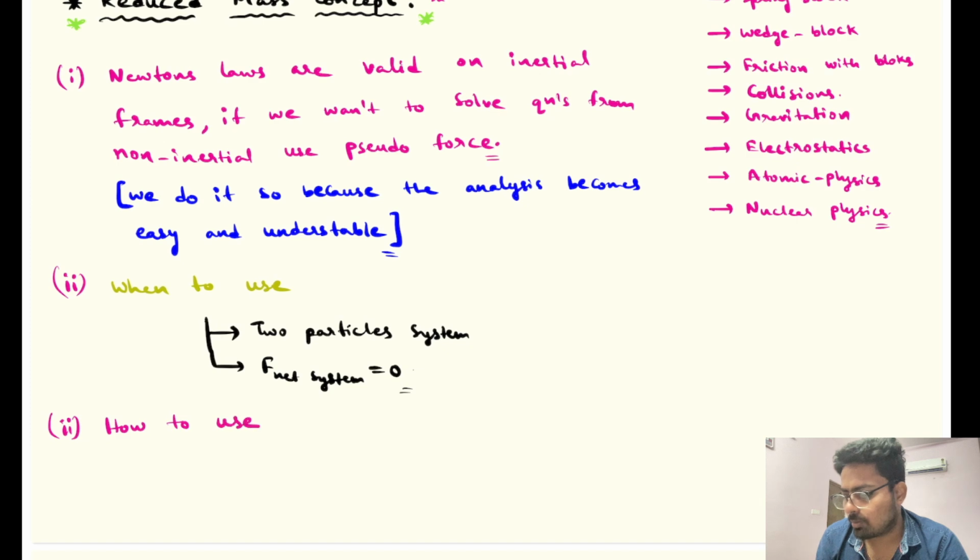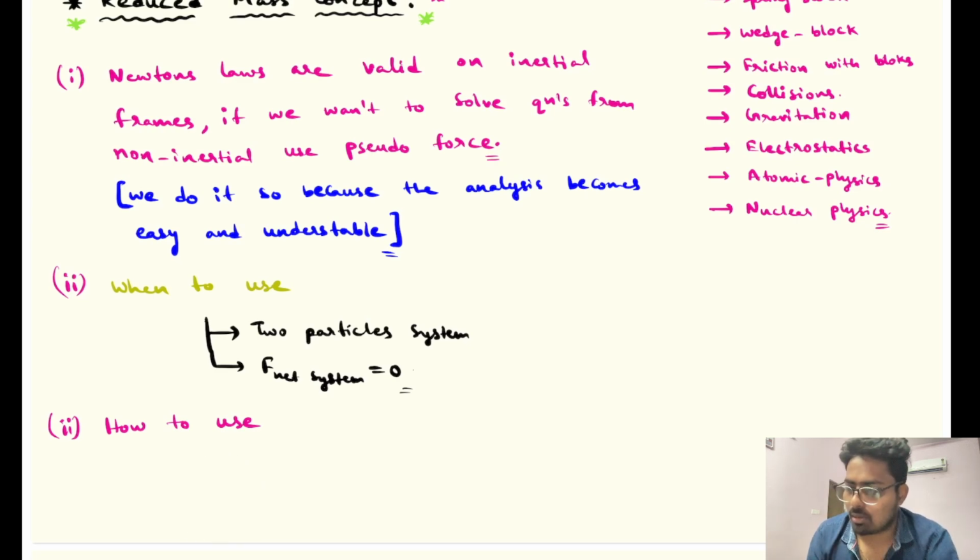How to use? Sir, how to use? How to use means simply ensure that you just go on to the top of a block. Okay, I'll give an example. Let's say there is a question where there are two blocks. Imagine there are two blocks like this.